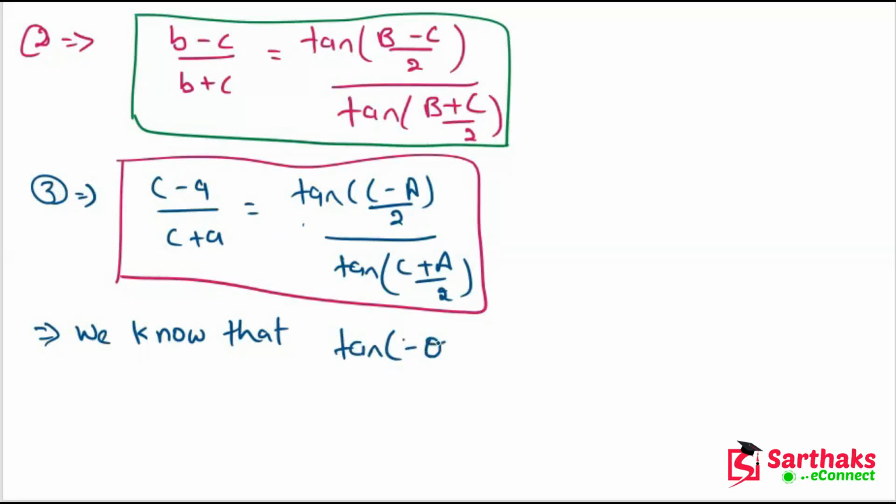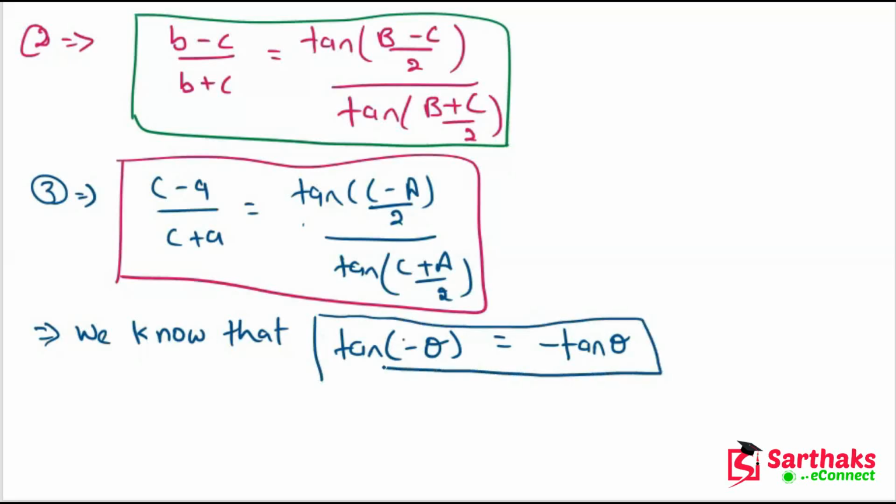Tan minus theta. So we know this is minus tan theta. In the previous lecture we learnt this identity of the opposite angles. So tan minus theta is what? Minus tan theta.